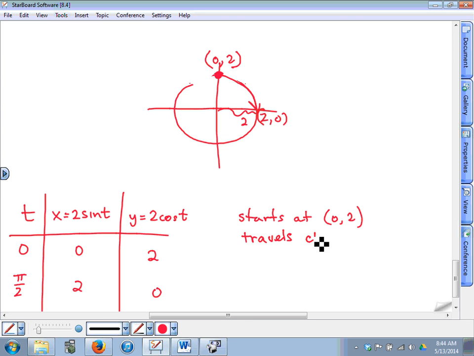Oh, I can't even spell. Clockwise. There we go. Well, check this out, you guys. When time was 0, it was here. When time was pi halves, it traveled a quarter of a circle. So in another pi halves, it's going to travel another quarter. And another pi halves, it'll travel a quarter. And then another pi halves, it'll travel a quarter again. So it's 2 pi again. So it makes 1 revolution.